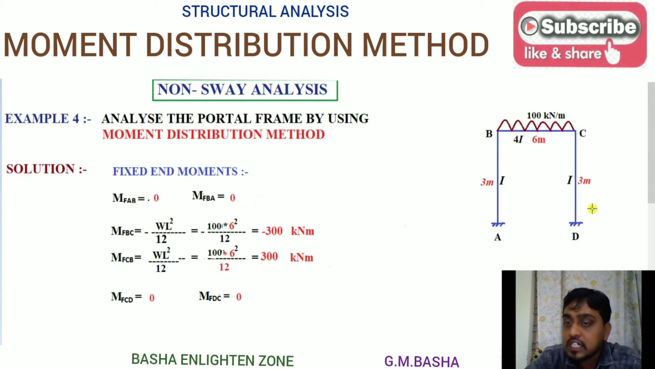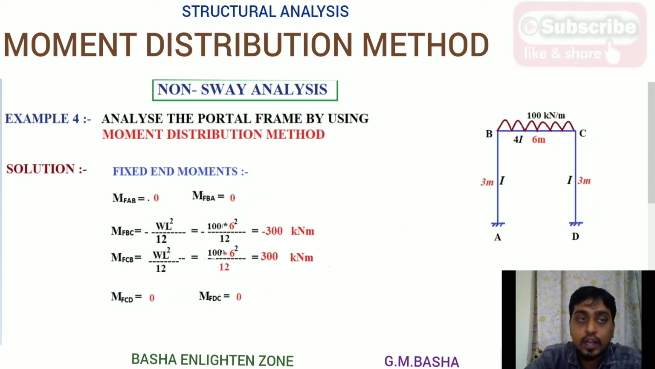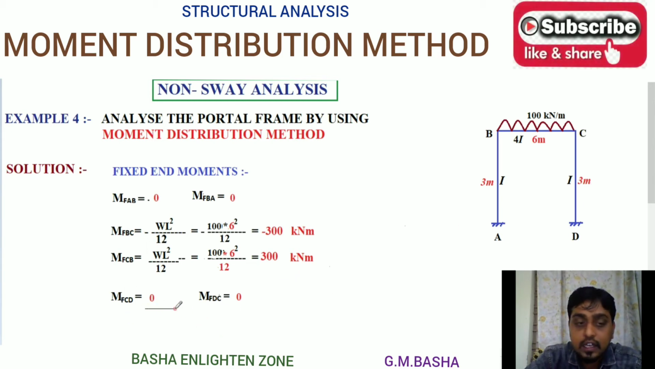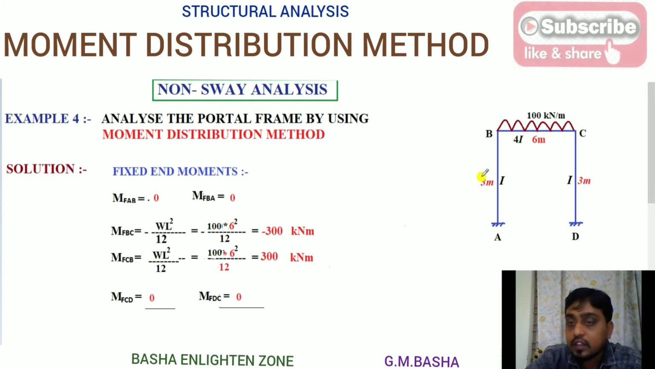Similarly, M bar CD and DC. There will be no loading conditions for M bar CD and DC. Therefore, for both CD and DC, it will be 0. Here there will be no loading conditions and here there will be no loading conditions.